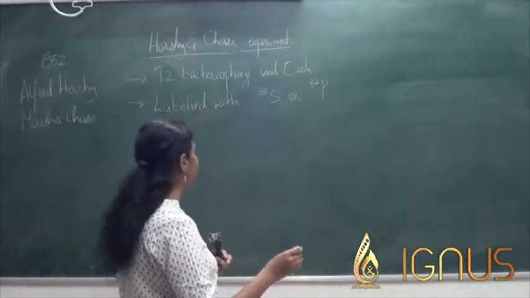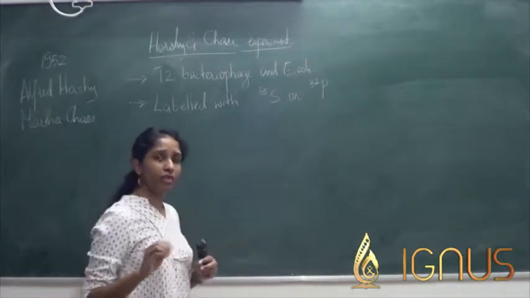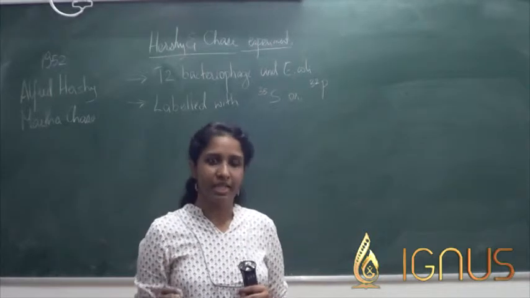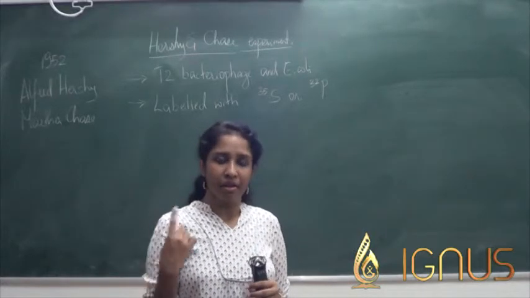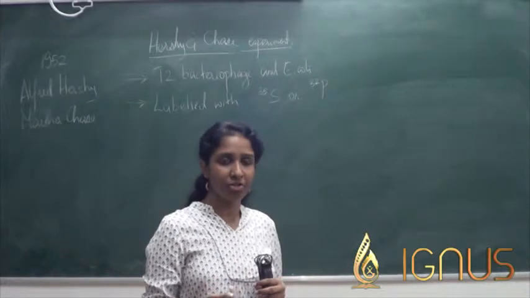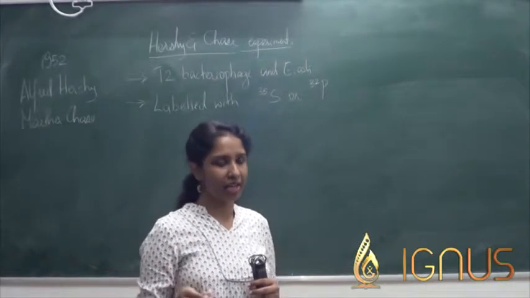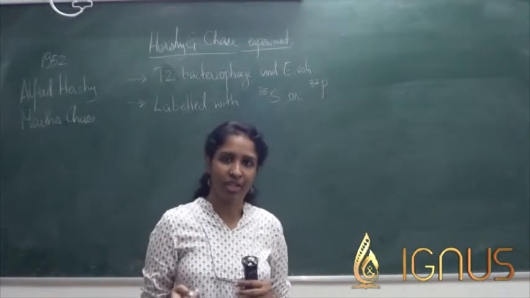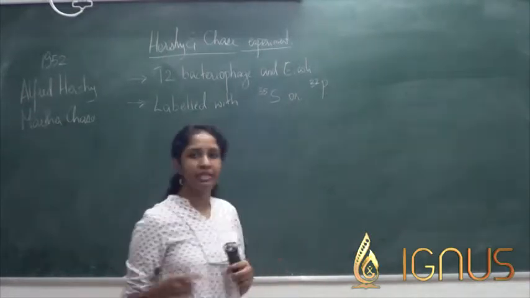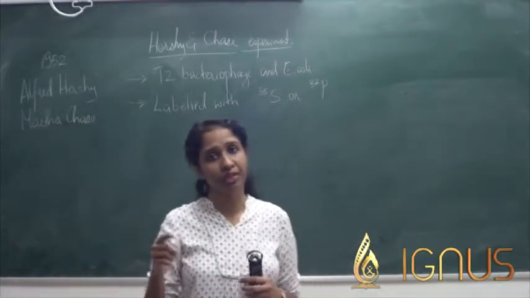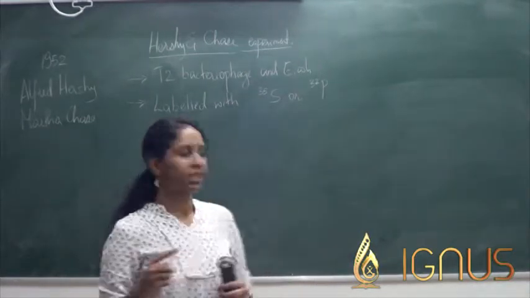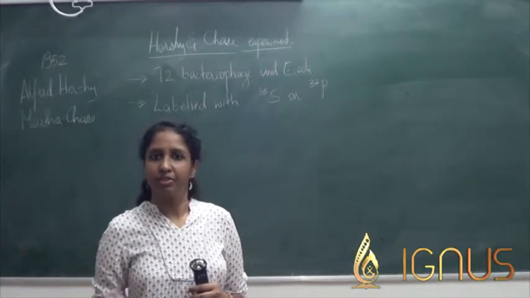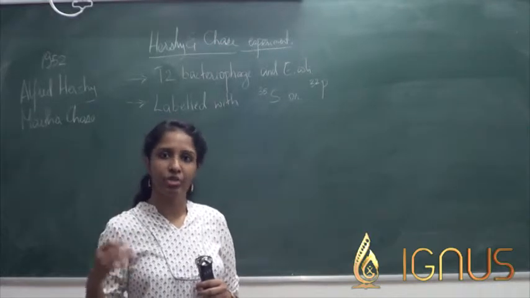And so if you're going to label with radioactive sulfur instead of the normal sulfur that is there in the protein coat of the bacteriophage, it's going to have the radioactive sulfur. So the protein coat of the bacteriophage is going to be radioactive. Why phosphate? DNA is made up of a backbone of sugar and phosphate. So if you're going to put in radioactive phosphate instead of the normal phosphate in the DNA of the bacteriophage, it's going to have radioactive phosphate.